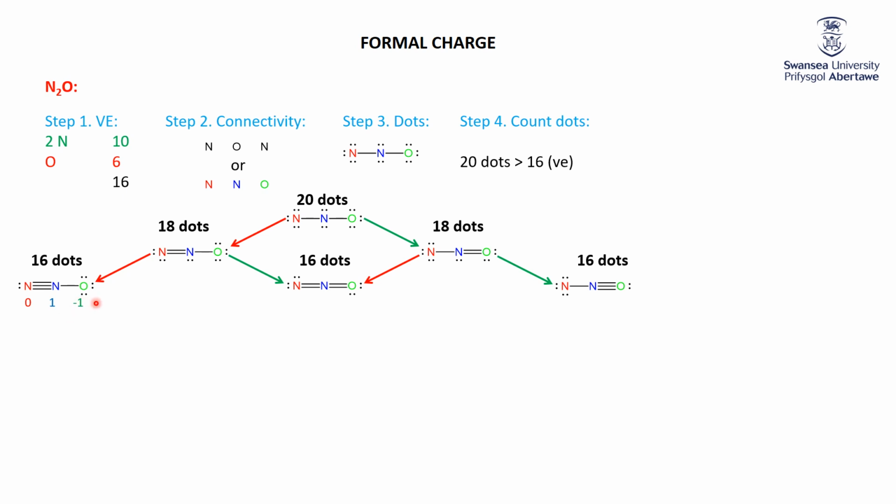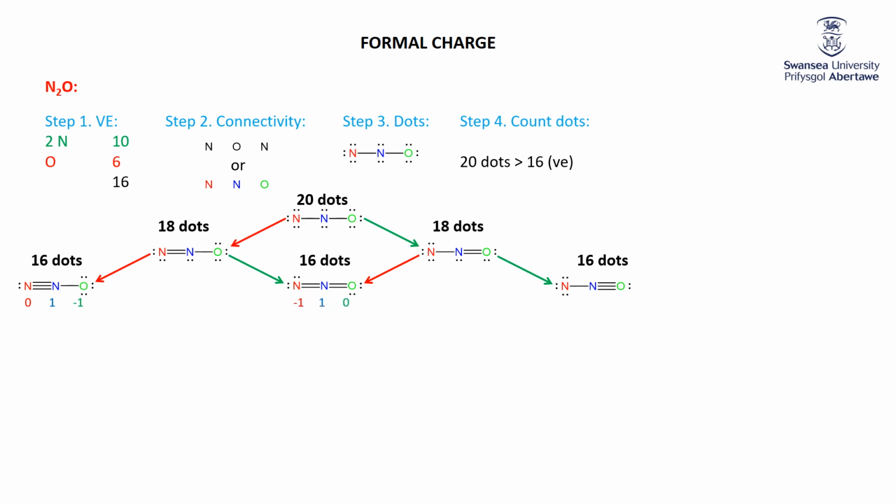The oxygen starts with 6, remember the 6. What's it got here? It's got 2, 4, 6 all to itself, and then 2 halves from the bond, so that's 7. So started with 6, it's got 7, formal charge of -1. So that's not too bad, right? A 0, a +1, and a -1. Let's go over to this one.